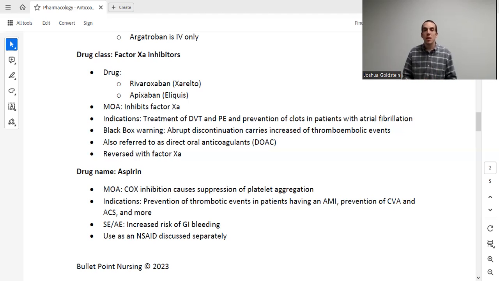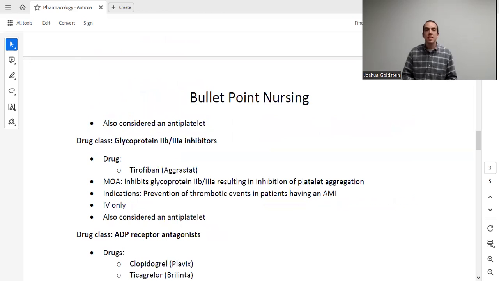If you watch the lecture that I was referencing, we know that NSAIDs all have that famous black box warning that they cause an increased risk of GI bleeding. And that's related to the actions of COX-1. This medication is also obviously discussed separately. This medication is the only NSAID, again, that's considered an antiplatelet.